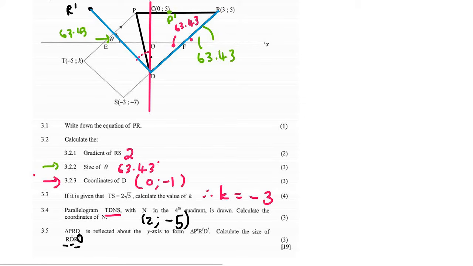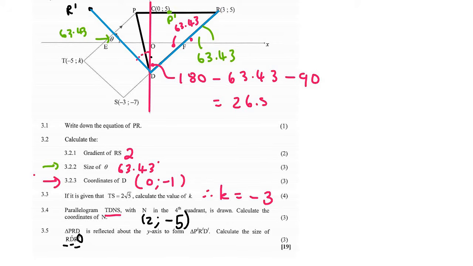So what this then means is that I can work out this little corner angle by saying 180 minus 63.43 minus 90 degrees, and that's going to give us a value of 26.57. Then I would times that by 2, because we said that this angle is exactly the same as this angle, so we'll multiply that by 2, and we'll find out that the answer is 53.40.